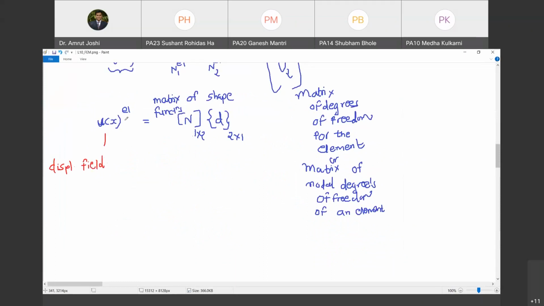But which displacement? It is x directional displacement, x directional translational displacement. So we are not talking about rotation about x-axis. So it is the x directional translational displacement field in element number 1. What is its meaning? Element number 1 has boundaries x running from 0 to 1.